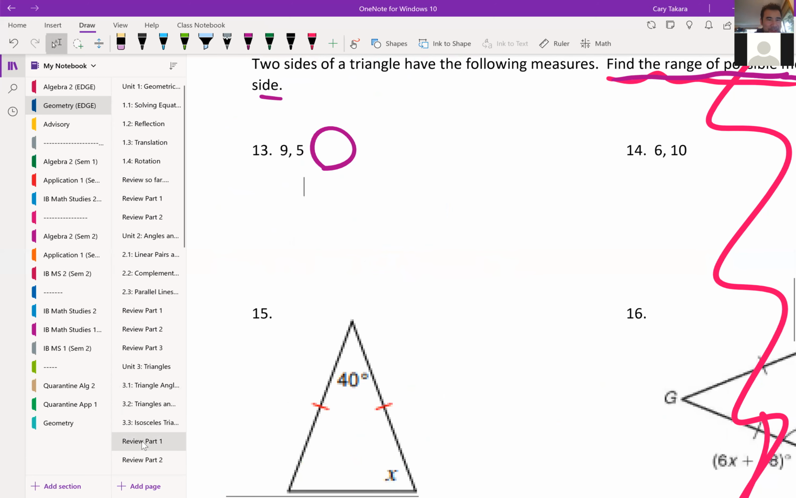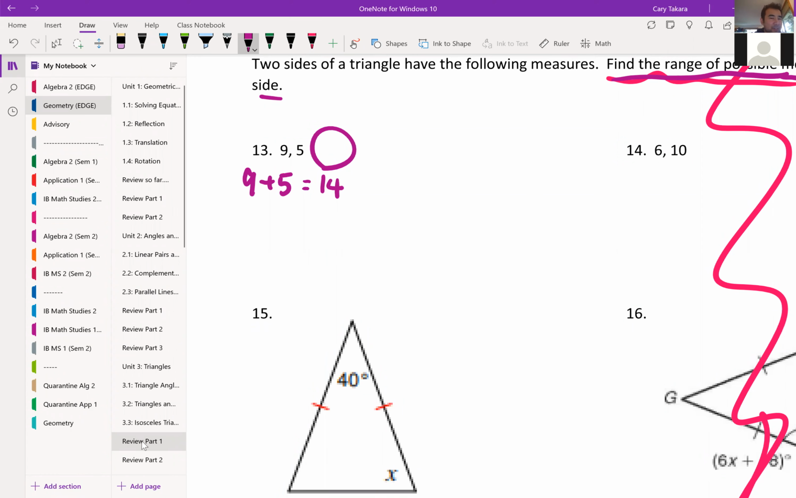So you're going to do 9 plus 5, which is 14. And that's the maximum, highest you can go. Well, actually it has to be less than, below 14. You cannot be 14, but it has to be below 14.